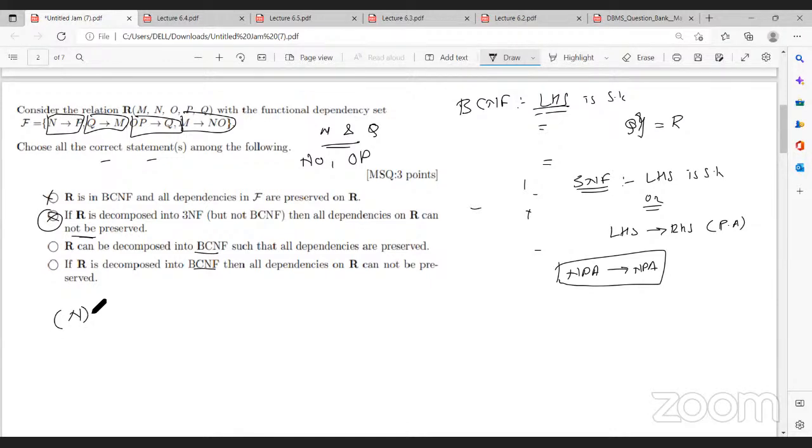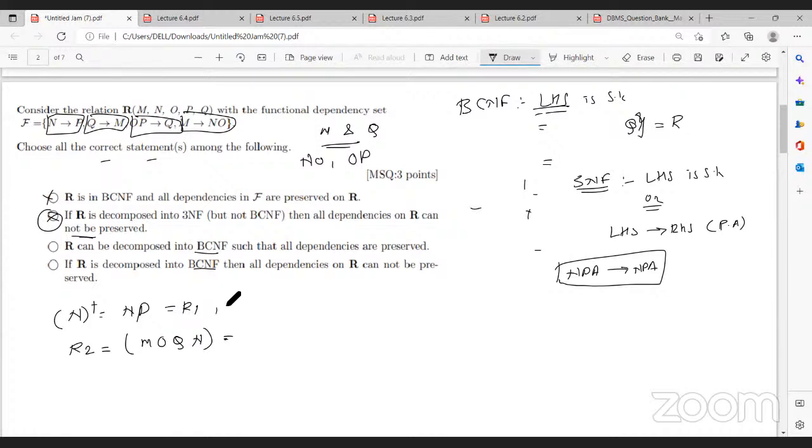I decompose it into N plus. So what will be N plus here? N determine P only. Any other? No. So this will be my R1. So what should be my R2 here? The rest of the attributes, so M and O. Which attribute do I have to add? N should not be there. And P is there. Then M O Q. In order to make it lossless, I have to add N here, right? So this will be my R2.